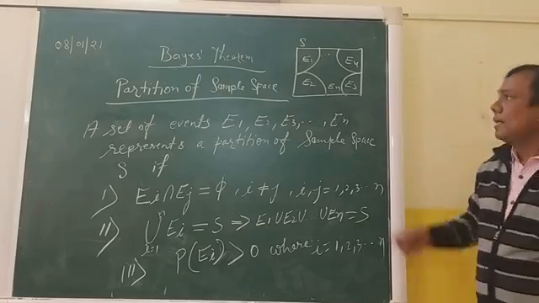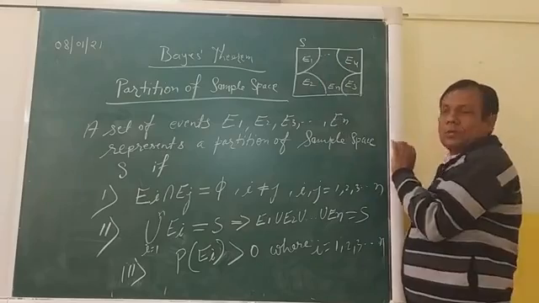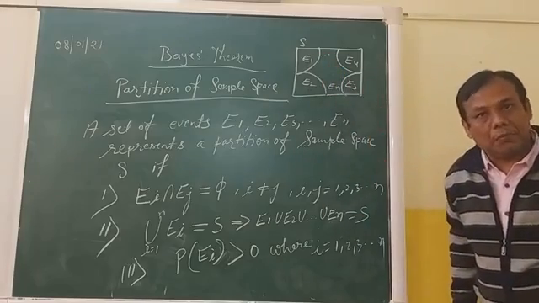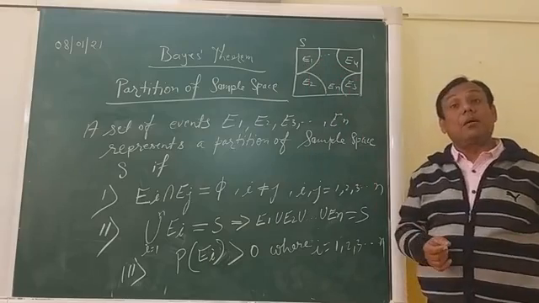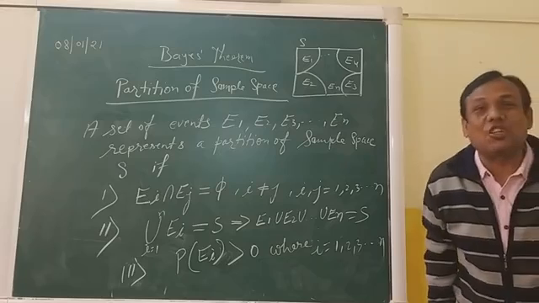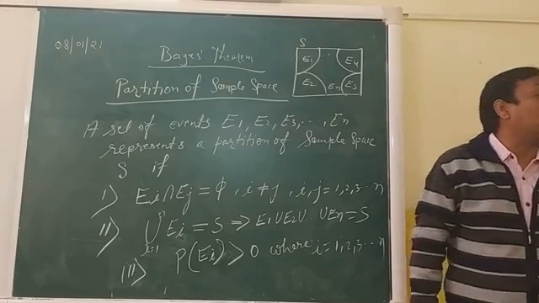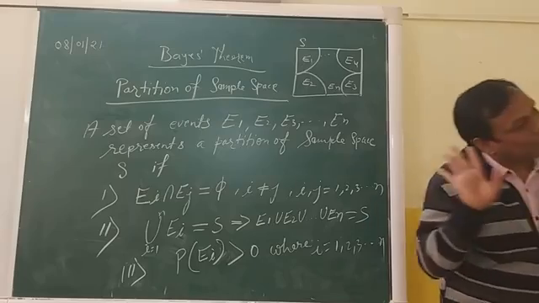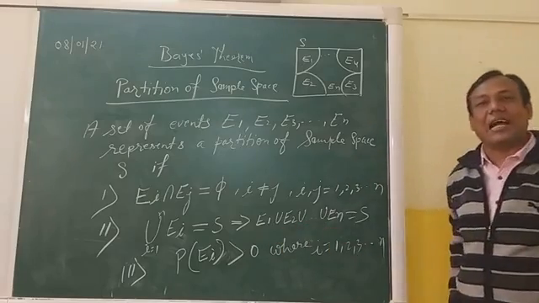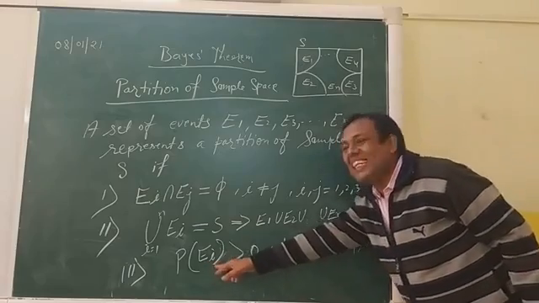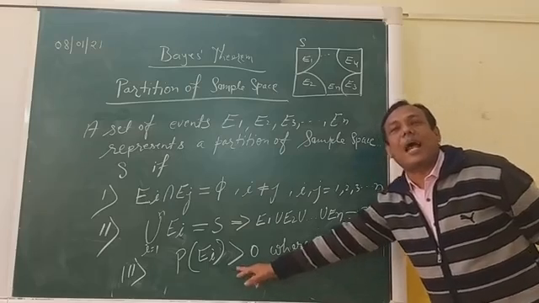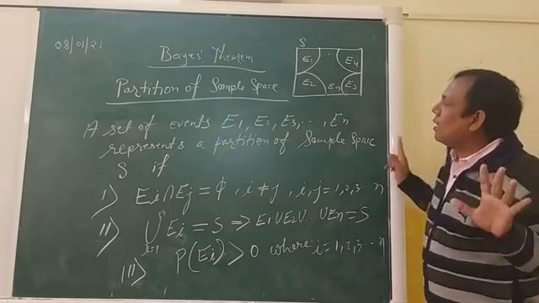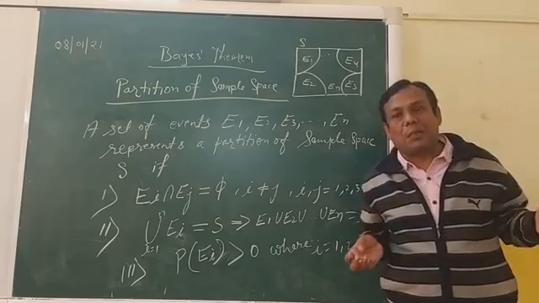And the third thing is that if there are many events, all the events are such that some elements will be there in them. It means that each event will have non-zero probability. Non-zero probability means the probability should never be zero. It means that the probability of each event must be greater than 0. Clear? That's why in the third point I have written P(Ei) greater than 0, and the value of i you can take from 1 to n. Clear, you are understanding or not? Yes, so this is the clear concept of partition of sample space.